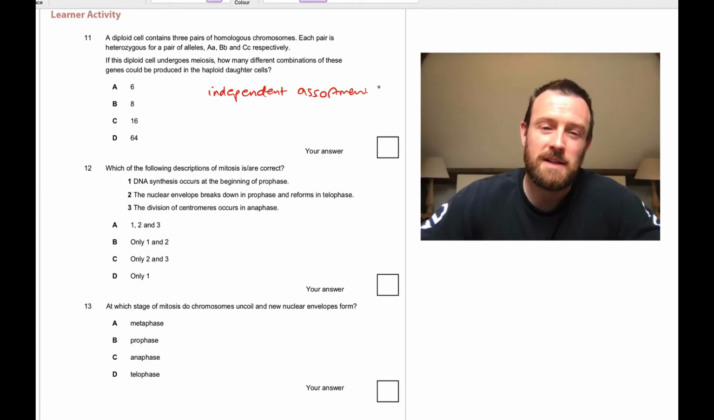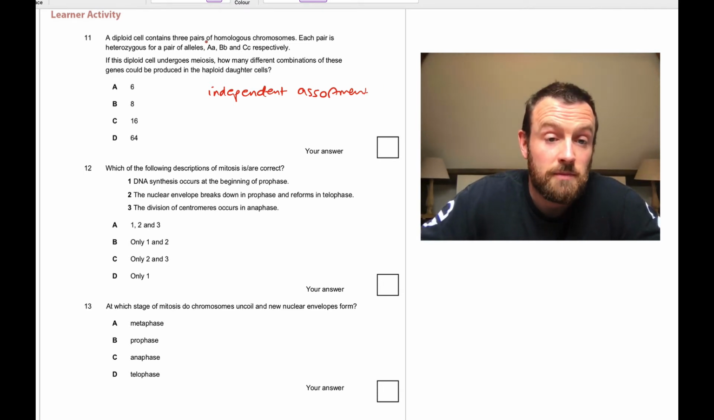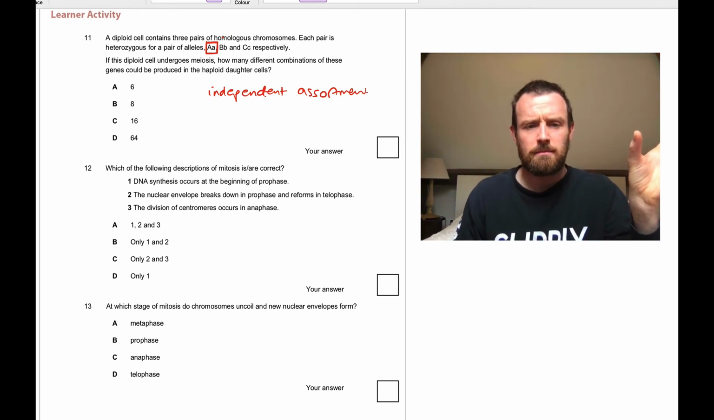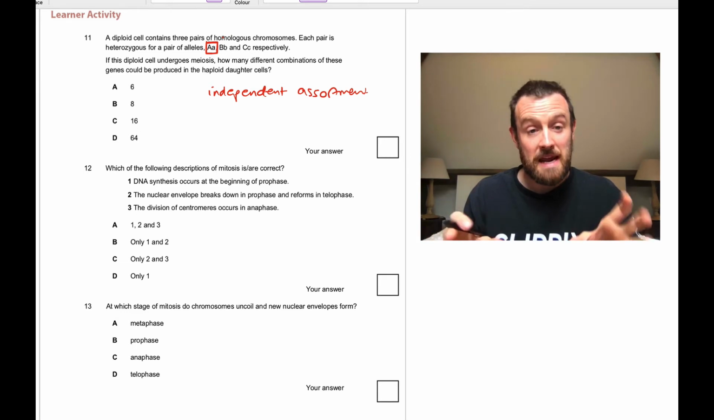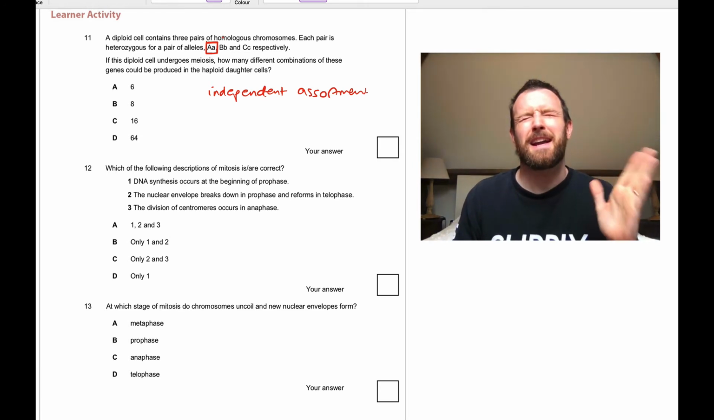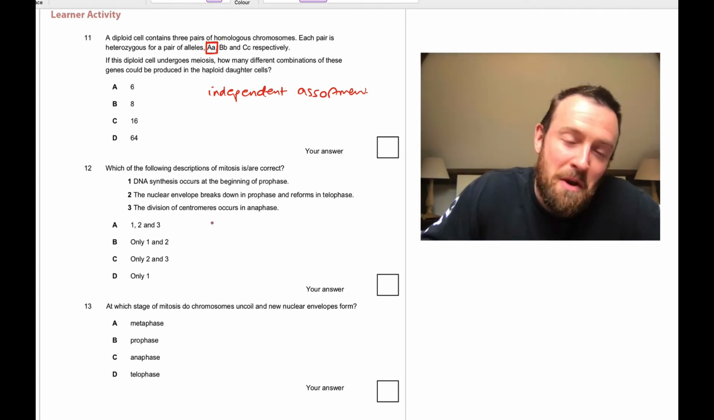So let's think about this. With only 1 pair of homologous chromosomes, so that would just be big A, little a. How many combinations could you make? Well, you could either make big A, or you could make little a. So you only have 2 combinations. With A and B, with 2 pairs of homologous chromosomes, you could do big A, big B. You could do big A, little b. You could do little a, big B, and little a, little b. So 4.